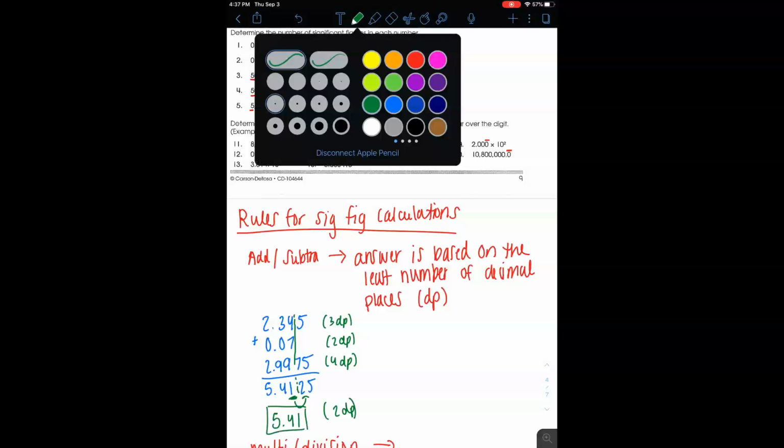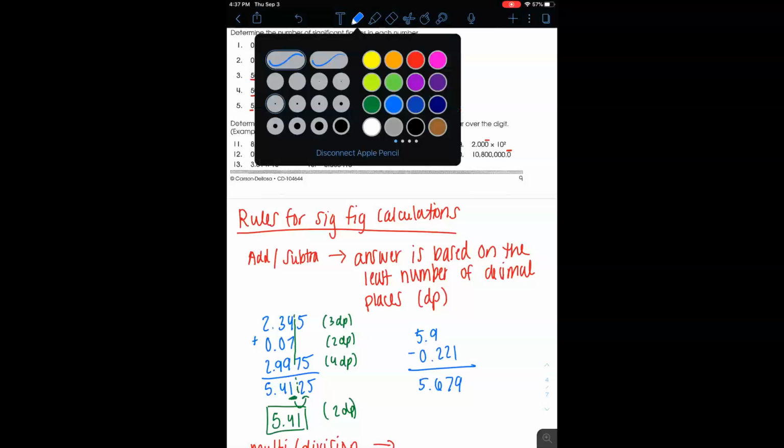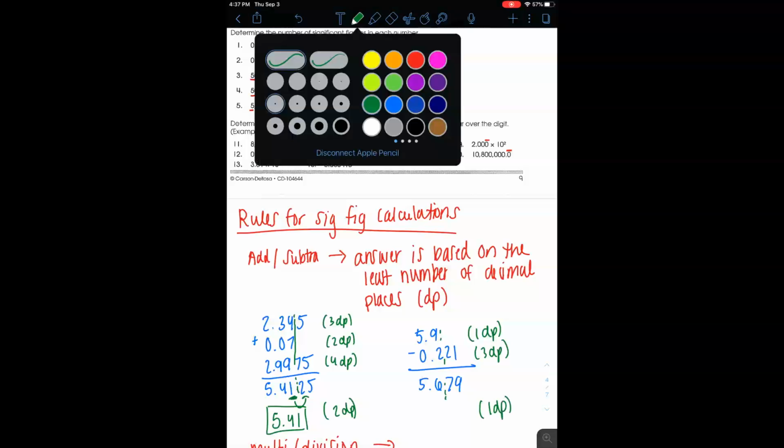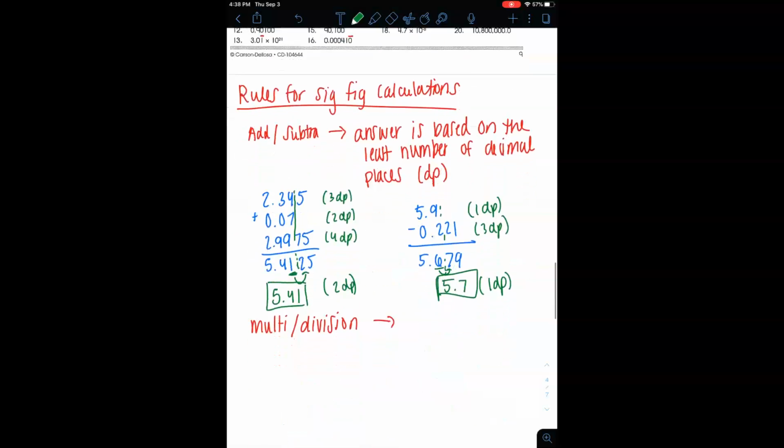Going to the next problem here, if we were to do a subtraction problem, so 5.9 minus 0.221, again, answer in the calculator, we're going to look at decimal places. So there's 1 decimal place there, there's 3 decimal places there. Again, if I were to draw this down, my final answer needs 1 decimal place. So my final answer is 5.7. Again, we're going to round up on the 6 because of that 7 there. So that would be how you do an addition or subtraction problem.